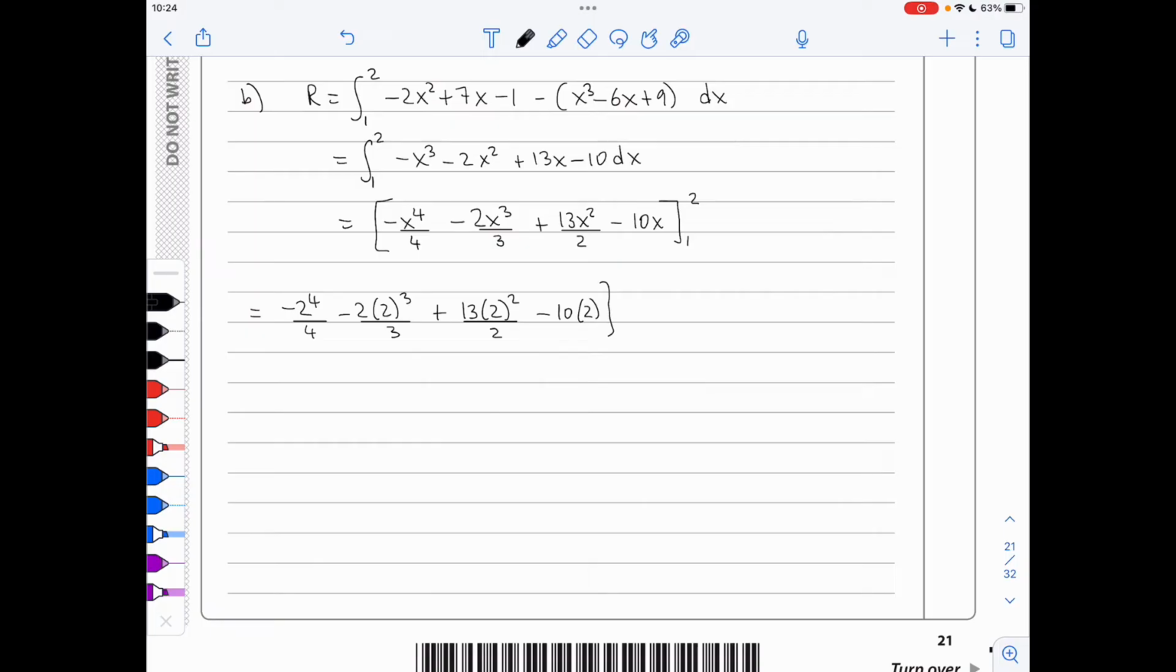So this is the upper limit substituted minus the lower limit substituted, minus 1 to the 4 over 4 minus 2 times 1 cubed over 3 plus 13 times 1 squared over 2 minus 10 times 1, and this is giving minus 10 over 3 minus negative 53 over 12. So all in all, this is 13 over 12 squared units.